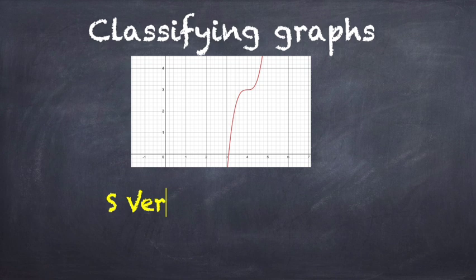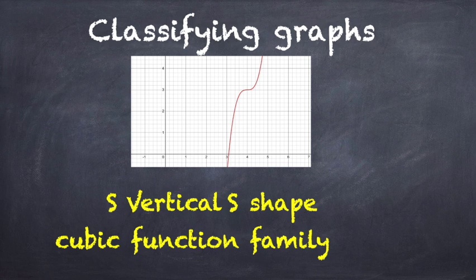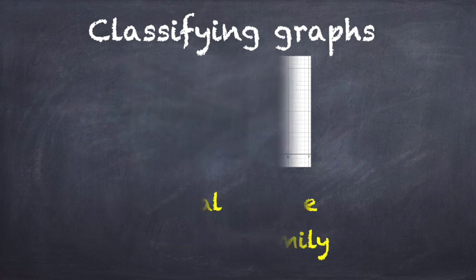The next one that we get, let's look at it. This is an S. It's a vertical shape, top and bottom. It's up and down. So the up and down is a cubic function family. That's f of x equals x cubed. Each time, every time, all the time.